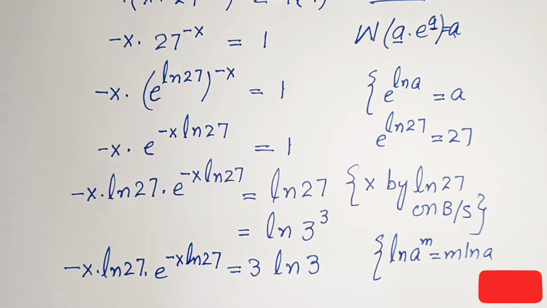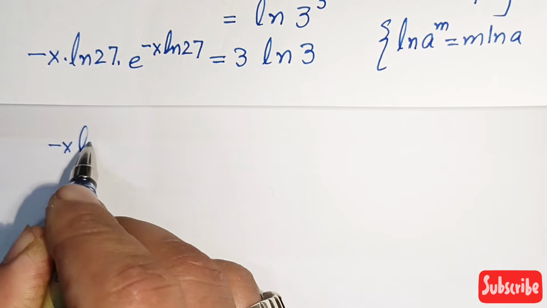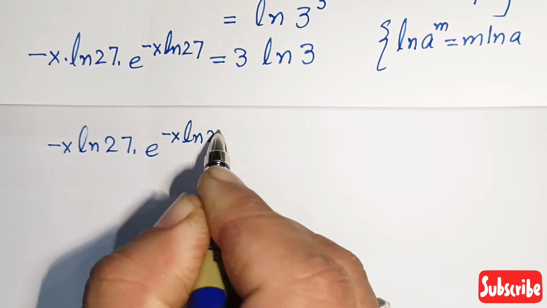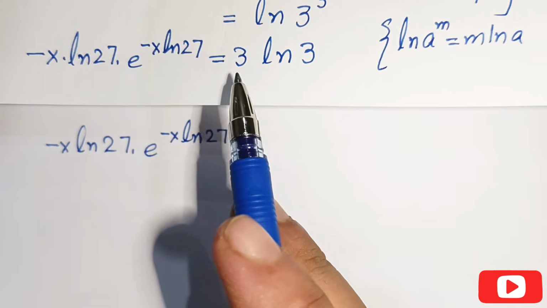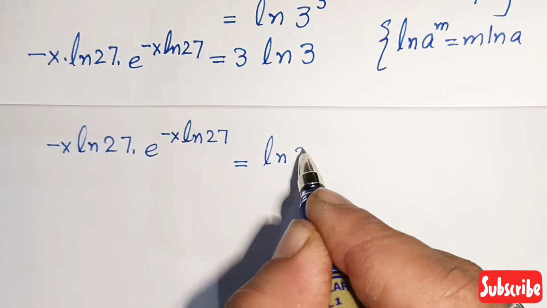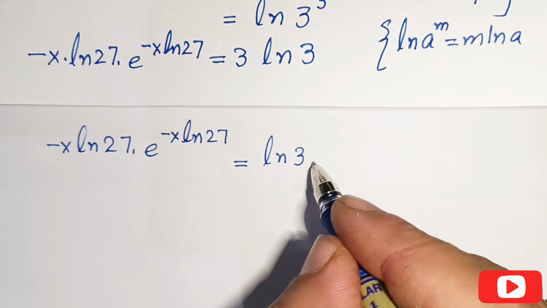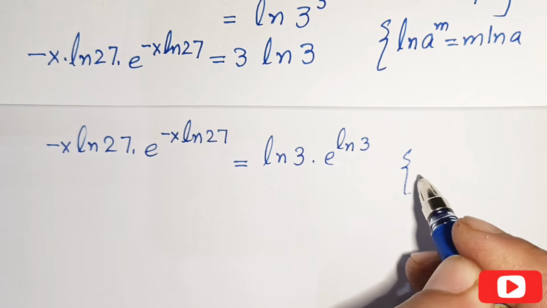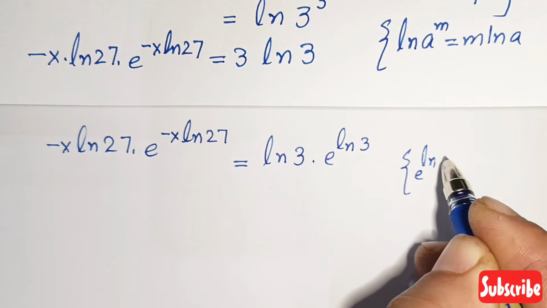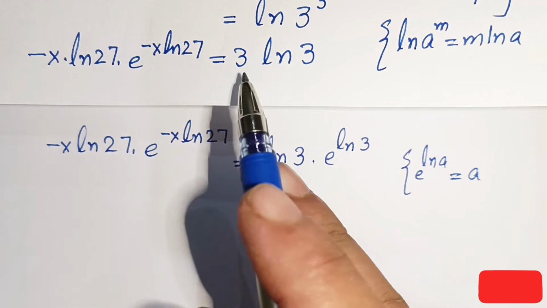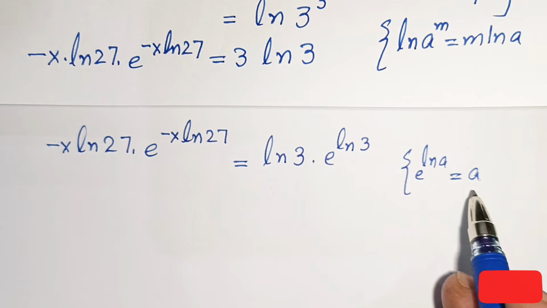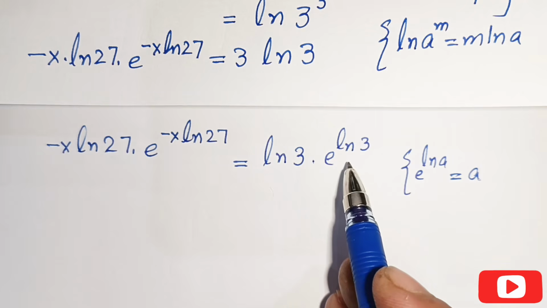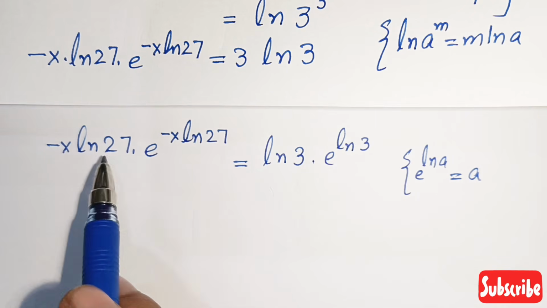So our next step will be now minus x natural log of 27 times e to the power minus x natural log of 27 is equal to, this 3 can be written as natural log of 3, times this 3 can be written as e to the power natural log of 3, because we know that if we have e to the power natural log of a, it is equal to a. So this 3 is e to the power natural log of 3 is equal to 3. Now here we see that this expression and this one are same. Similarly on left hand side both are same.